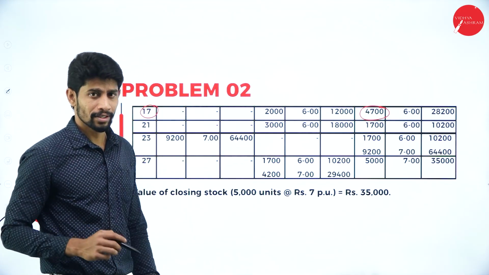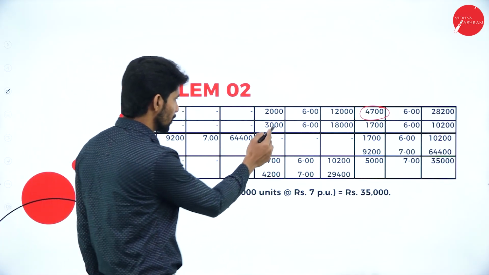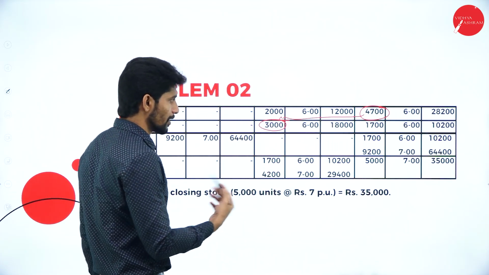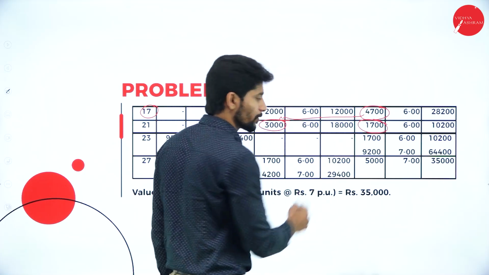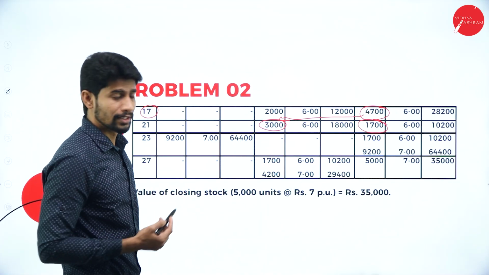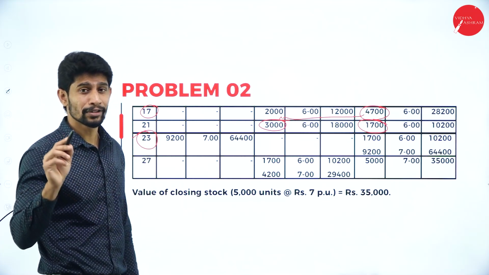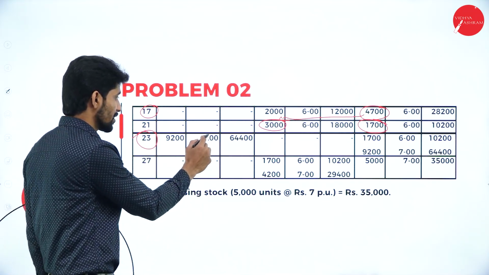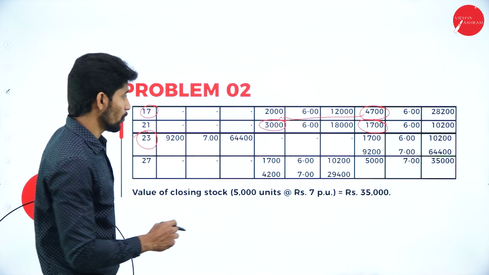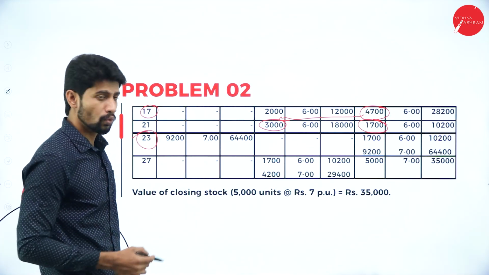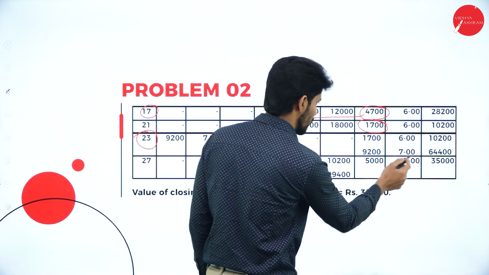Again on 21st, what they did? They issued 3,000 units. So from here, they are issuing 3,000 units. What will be the balance? 1,700 units. On 23rd Jan, they purchased 9,200 units at 7 per unit. So first write 1,700, then write 9,200 units. So close the entry for the date.